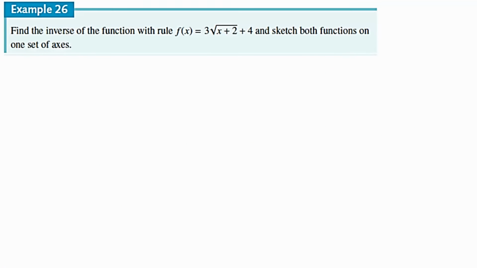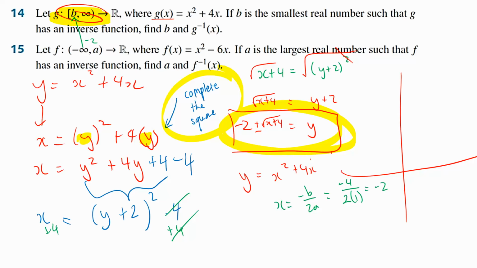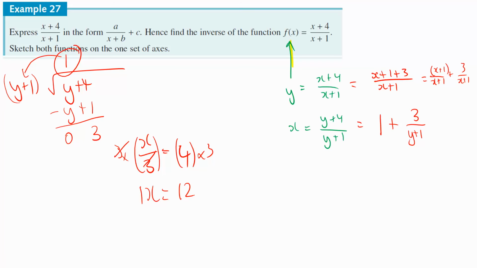Whoops. Where did it go? Oh, I've lost it. Is it this one? Oh, there it is. You can multiply both sides, in this case, by y plus 1. You get y plus 1 multiplied to x equals y plus 4. Okay, expand the brackets, and you get xy plus x equals y plus 4.